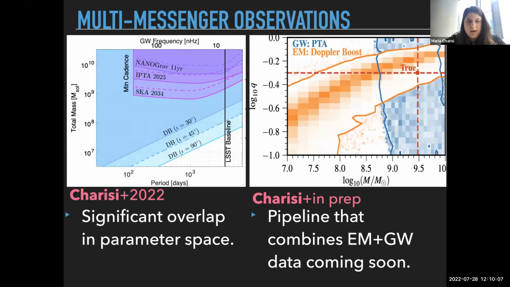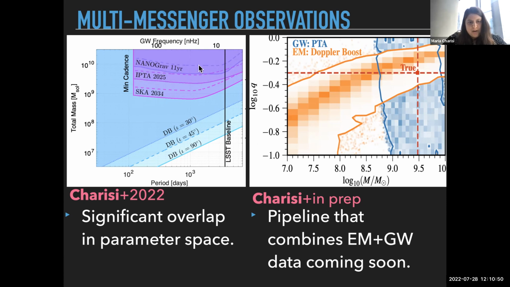And we explored how many of these systems would be detectable with both methods in terms of the binary parameters, for example, the total mass or the period. So starting from a relatively edge-on binary here and going to more inclined binaries, the blue shaded region is the one we could detect in electromagnetic waves. And the purple shaded region is what we could detect with gravitational waves, with current capabilities, what we expect to have when LSST starts, and what we expect to have towards the end of LSST.